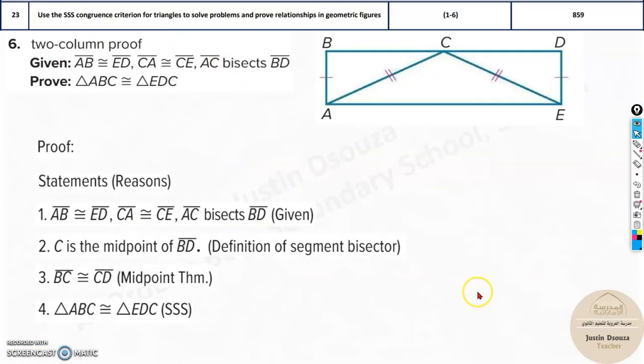Please make sure you go through these, practice by yourself, and understand. When you look at the figure itself, you can write it. So for writing, this is one of the easiest topics. Your two-column proofs, or proof problems, are very simple, but please do practice and be thorough with them.